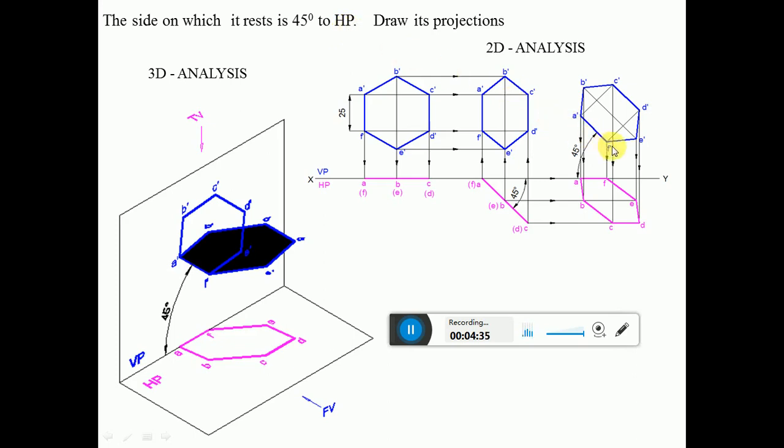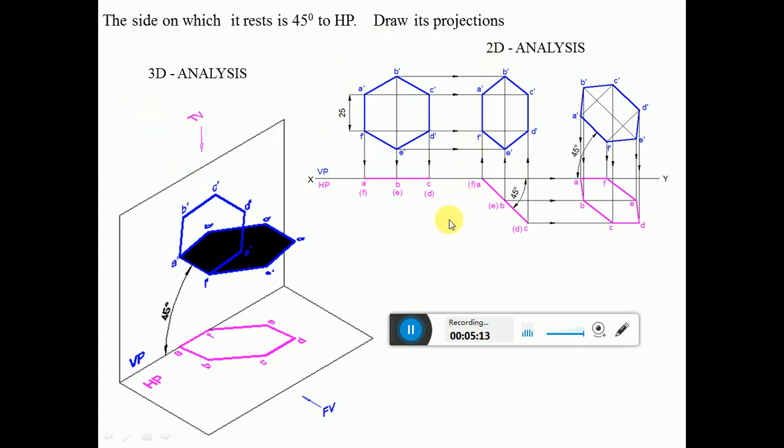So first you rotate the second position front view such that A dash F dash is inclined at 45 degrees to HP. Then rewrite the sketch of the second position front view in the third position front view, and then write the corresponding top view. We can see here that AF is on the vertical plane, and the surface makes an angle of 45 degrees, and the side on which it rests is 45 degrees to HP. Also the surface is inclined at 45 degrees to VP, and this is a hexagonal lamina of 25 mm. So this is how we are able to analyze the 3D and also the 2D analysis.